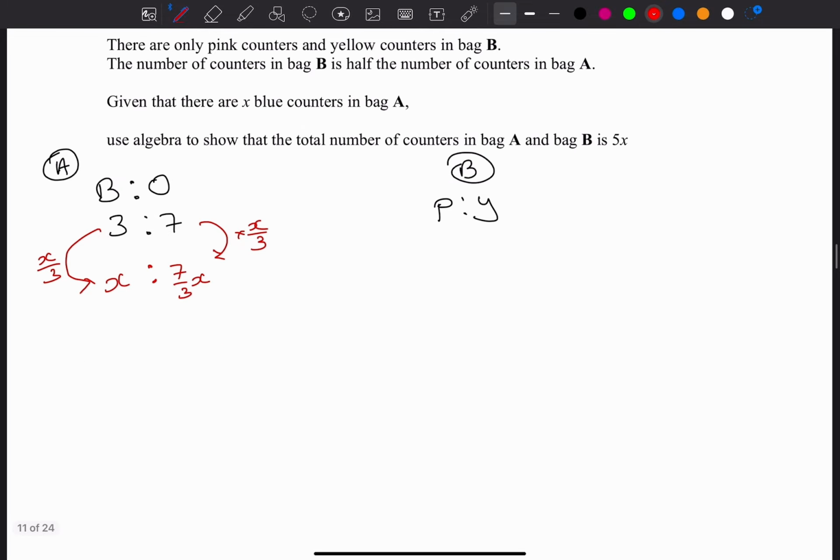So how much is bag A counters? This is 1X plus 7 over 3X. Put it on a calculator. That will give you 10 over 3X. 1X means you just put 1 plus 7 over 3 in a calculator, by the way. Yeah, 7 over 3X. Okay.